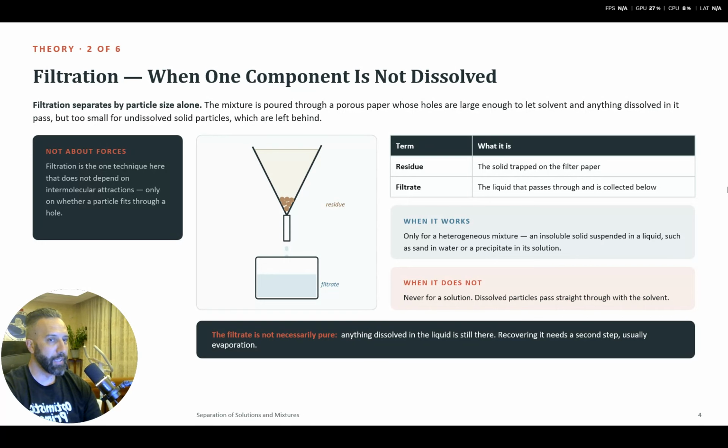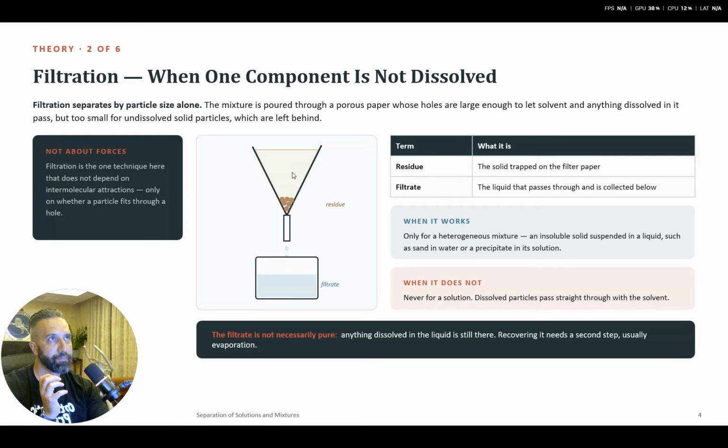Filtration is, I can tell you from personal experience, very much favored among university students, because it's very cheap and very easy to do. There are not that many ways in which you can make a mistake. It's also very fast, but it has obvious limitations. It's basically just a glass funnel and a piece of paper as a filter.